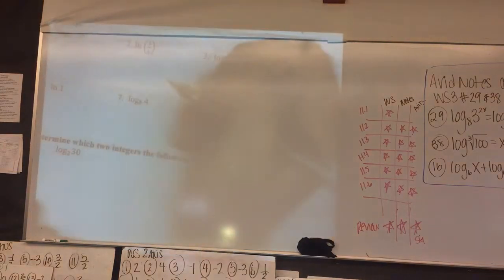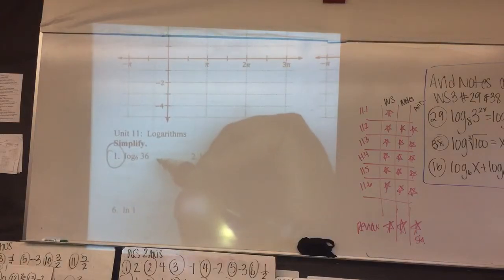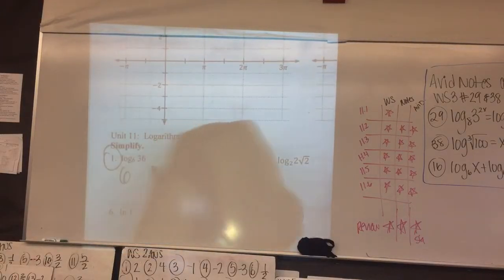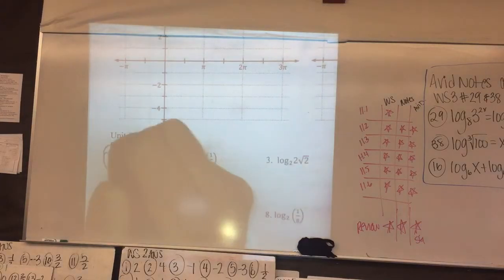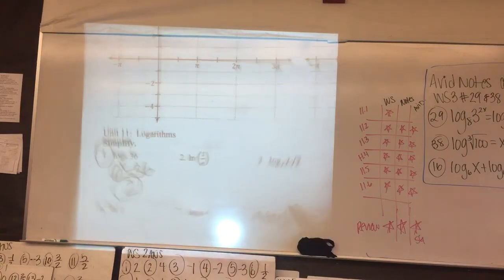Okay, so logs are the "what power" function. So this means 6 to what power is 36. Okay, so you can think of it this way: 6 to what power is 36? Well, that's 2. So my answer for number 1 is 2.